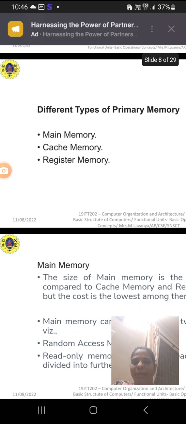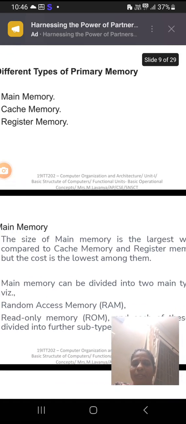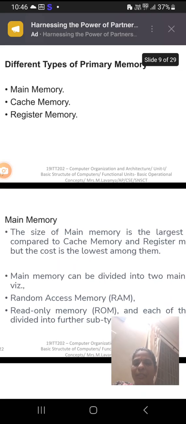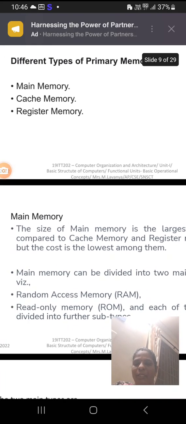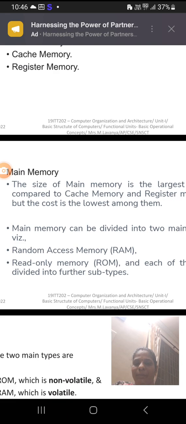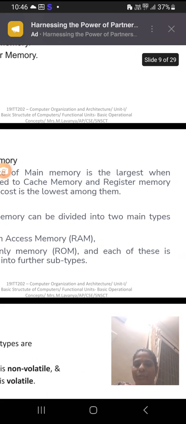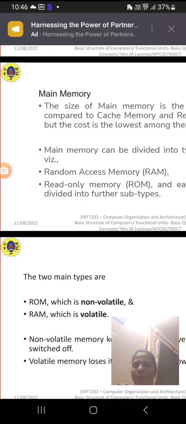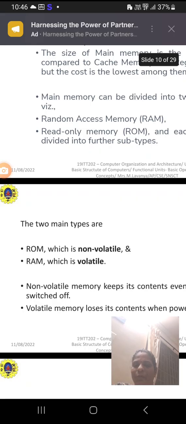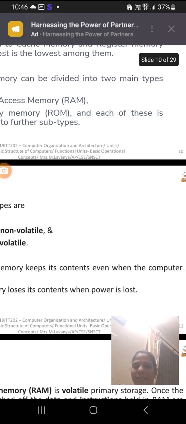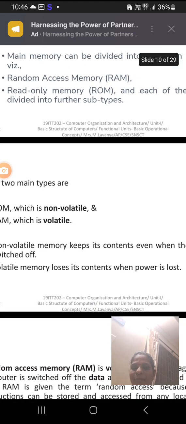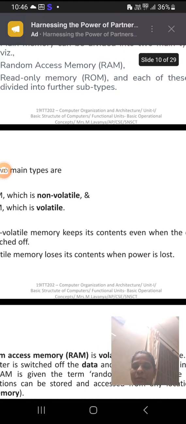The size of the main memory is larger compared to the cache and register. The main memory is divided into two main types, random access memory and read-only memory. Each of these is divided into subtypes. So the two types of main memory are ROM and RAM. ROM is non-volatile and RAM is volatile memory. Non-volatile means it keeps the content even when the power is off. Volatile means it loses the data when the power is off.